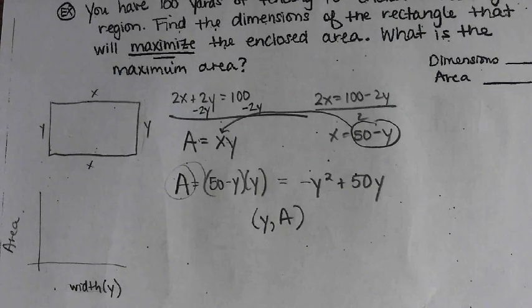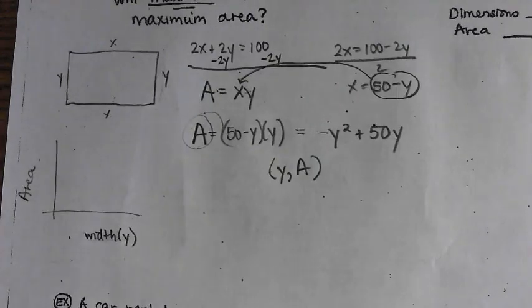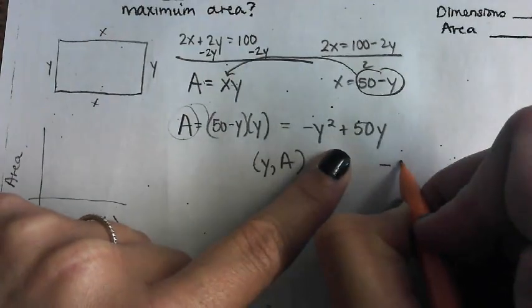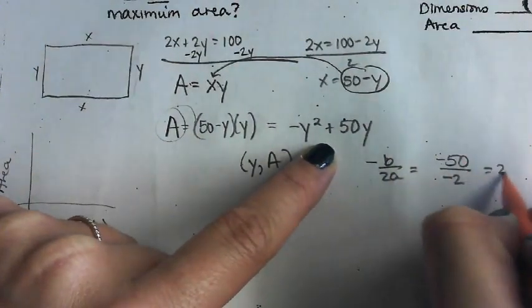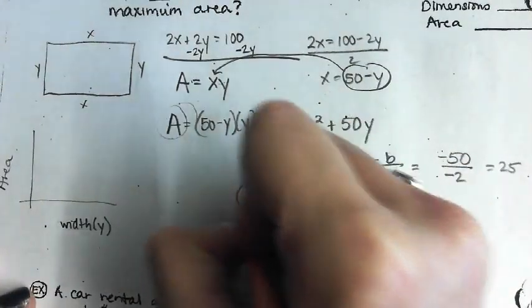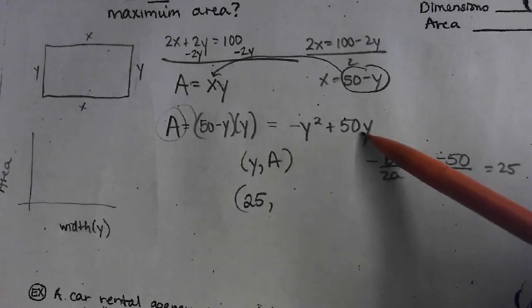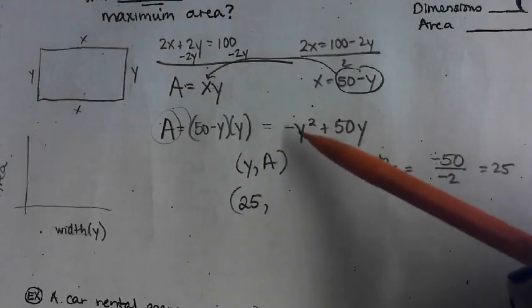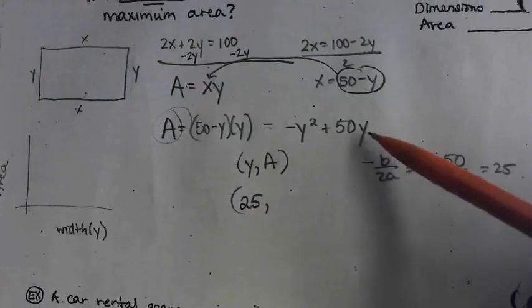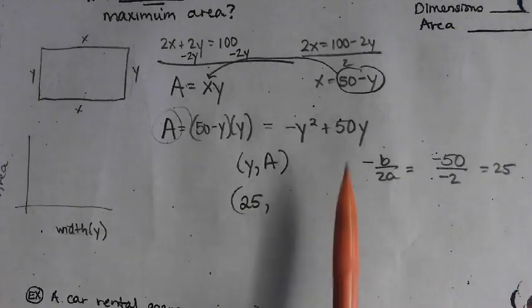So you could find your vertex in our traditional way, which would be negative b over 2a, which would be negative 50 over negative 2, which would be 25. So that's the y-coordinate of your vertex. And then you'd plug that back in to find your area. Now, I'm going to go out on a limb here and say that none of you know what 25 squared plus 50 times 25 is, or maybe a couple of you do, but the rest of you are going to sweat without a calculator, correct? I might sweat a little bit without a calculator on that one, which is why I wouldn't use that one.